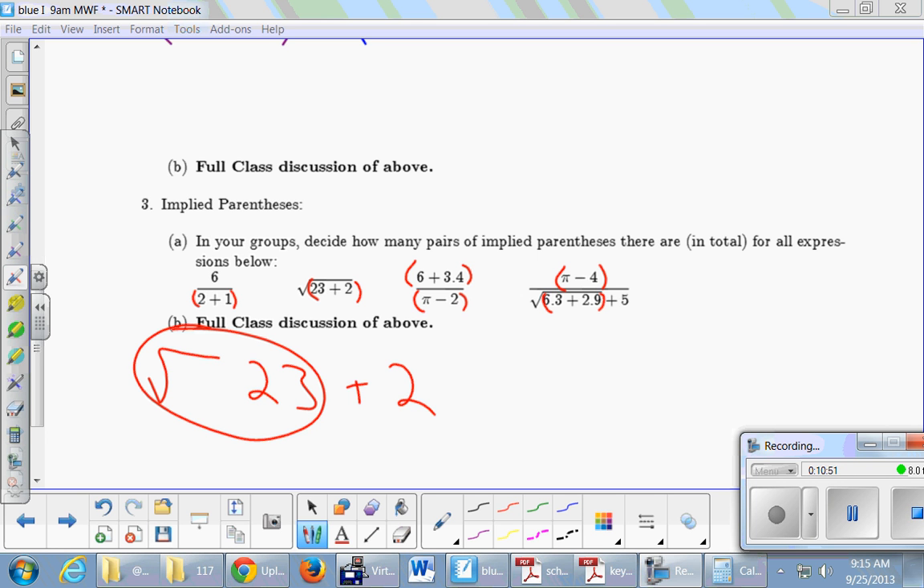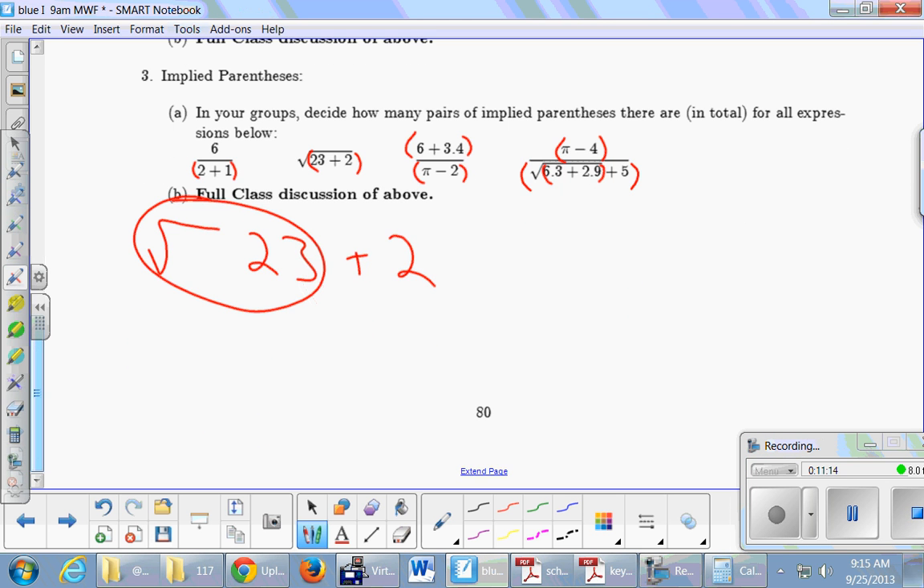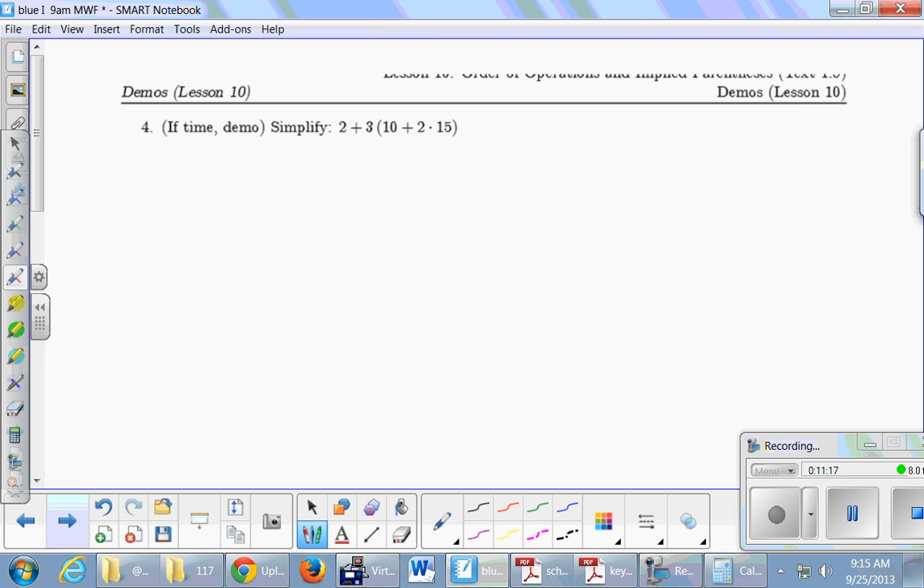Okay, so then we got the radical. And then very easy to miss, the whole denominator needs to be in parentheses. The calculator is just going to give you parentheses every time. Parentheses and brackets are equal, so you can use either one anytime. Okay, that's good. And then on the next page, let's see if we can simplify this.